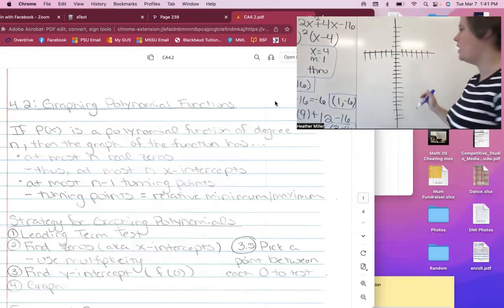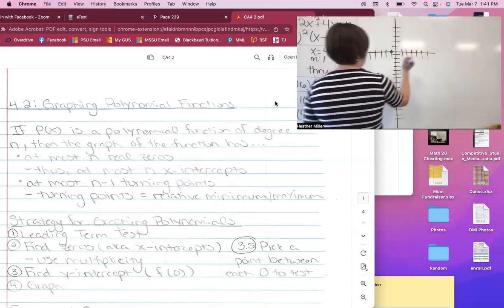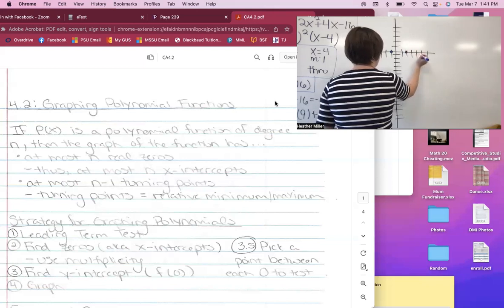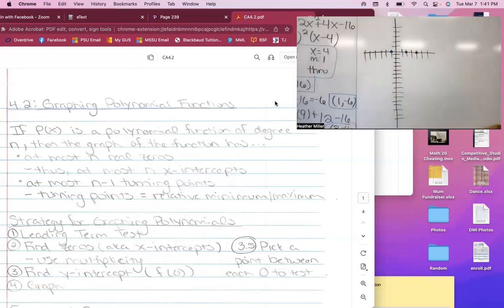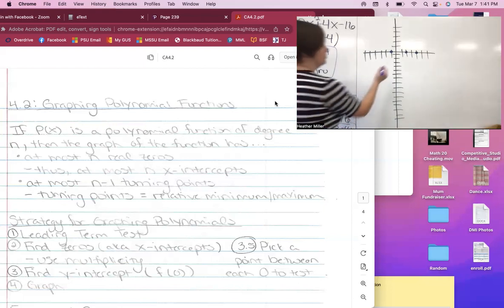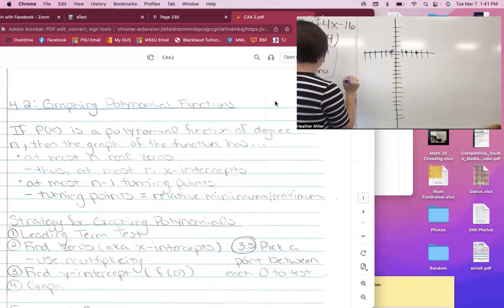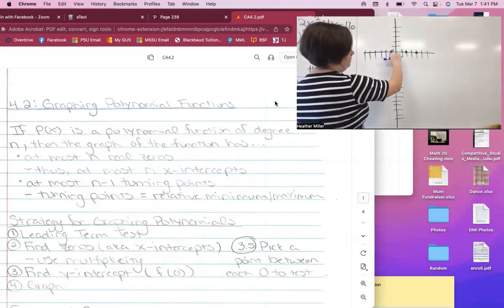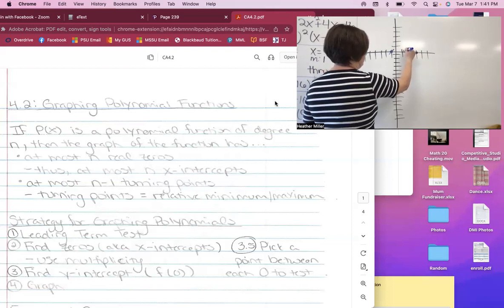We've got a 0 at -1. We've got a 0 at +2. We've got a 0 at +4. Those are all my zeros. I know that at -1, I'm going to go through. At +2, I'm going to bounce. So look at the way my graph is. I went up, so that means I'm going to be bouncing on this side.